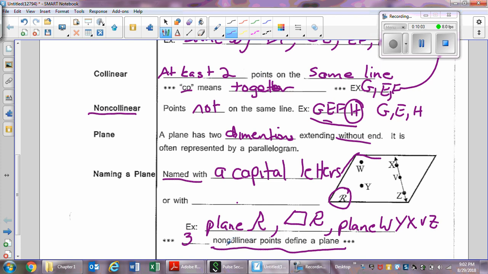That's why it's important you know what collinear means. Points on the same line. When it is non-collinear, then they're not on the same line. Okay, very good. So we're going to go to the next page.